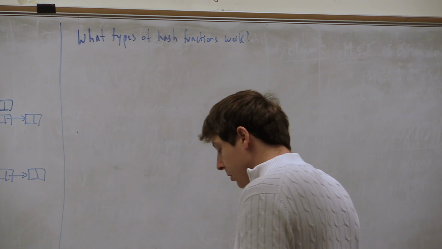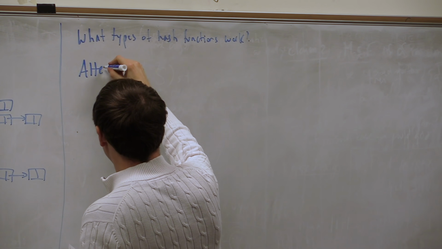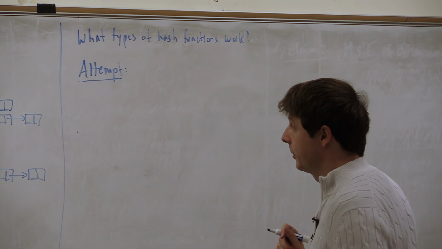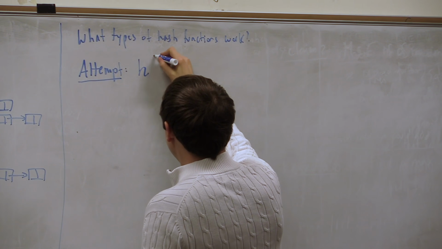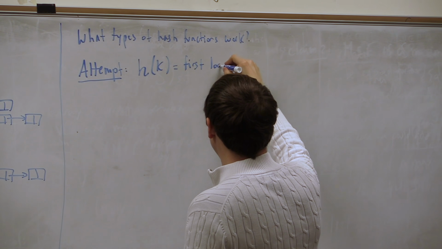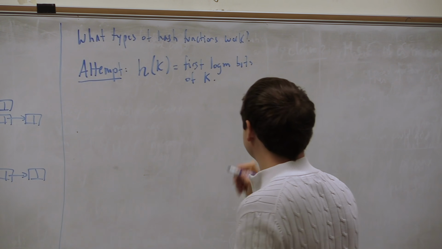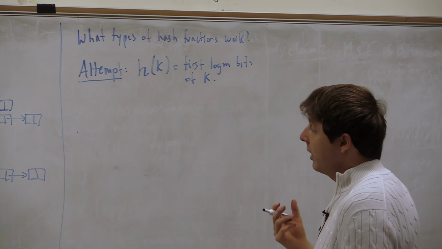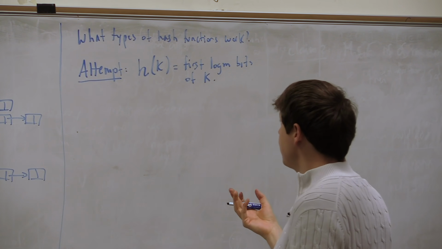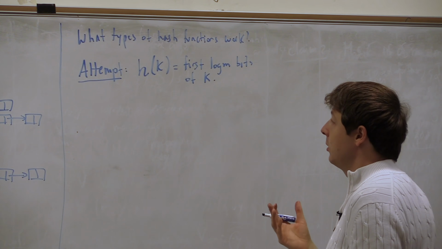So here's an attempt. It's a bit of a silly attempt, but at least we understand what we should think about. One idea would be to say h of k would be the first log m bits of k. Meaning that, look, if I have to index into an address of m slots, why not just interpret the first log m bits of k as this address, right? It will tell me which of the buckets is going to go in.